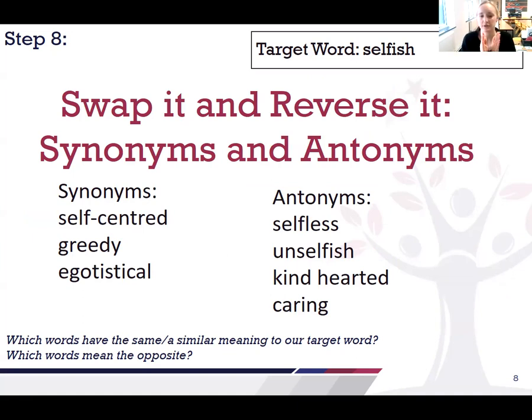In terms of antonyms, so words which mean the opposite, we've got the word selfless. Okay, so selfless means that you are thinking about other people all the time. We've got unselfish, which is selfish with the prefix un on the beginning. We've got kind-hearted and we've got caring. So both those words mean that we're thinking about all the other people that are around us.